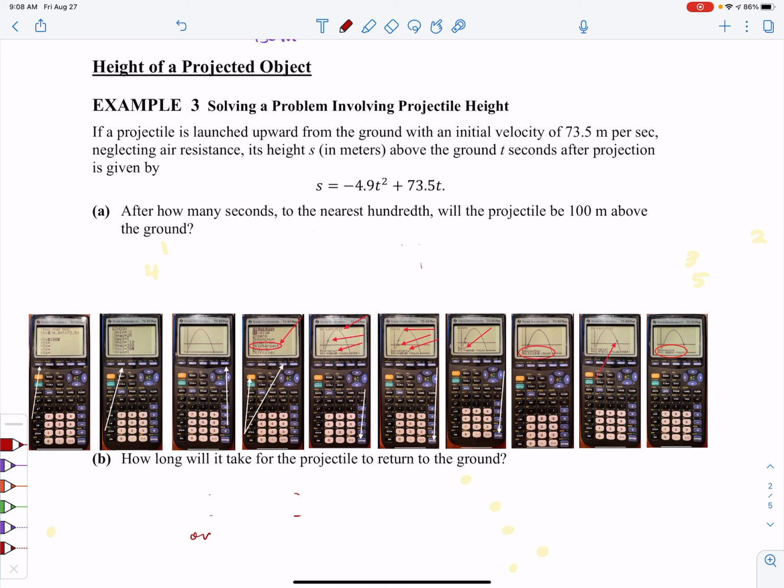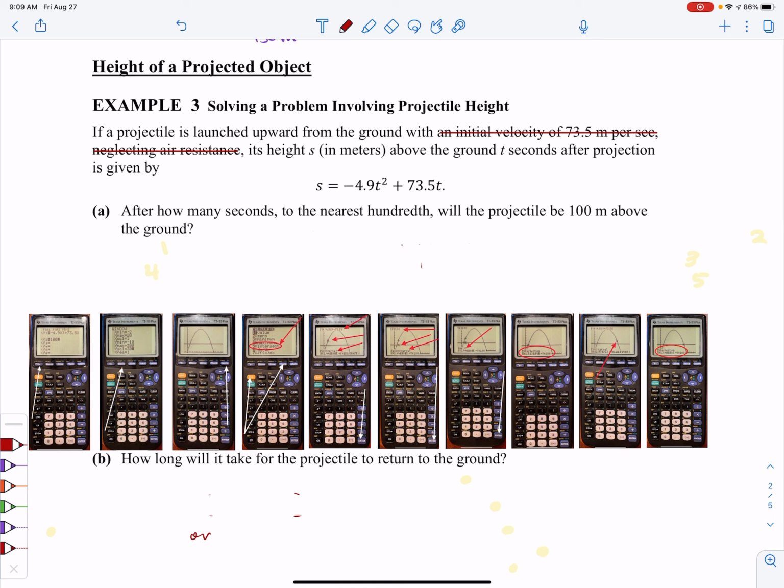It tells me that I have an initial velocity of 73.5 meters per second. In future classes, this is going to be an important part, but for this particular class, it's not going to be important because they're going to hand you this information inside of the equation. Also talking about neglecting air resistance, that's also not important for this particular class. It will be important though for future class periods.